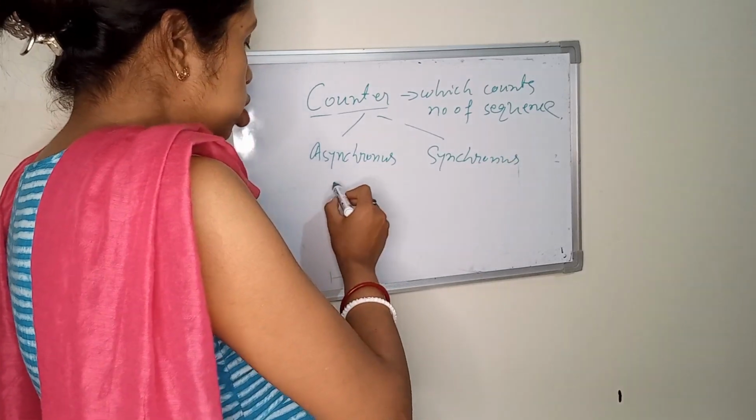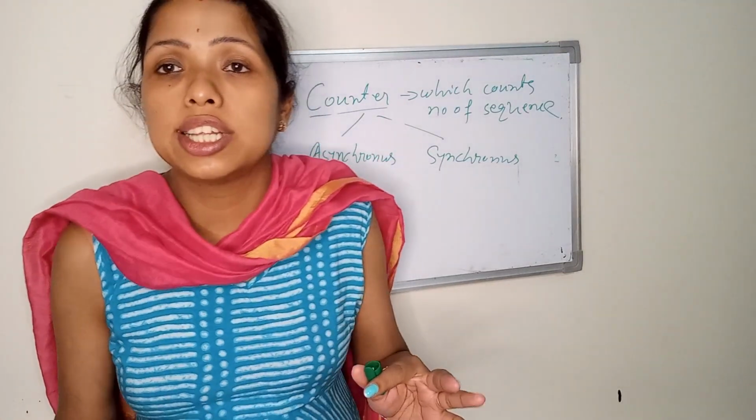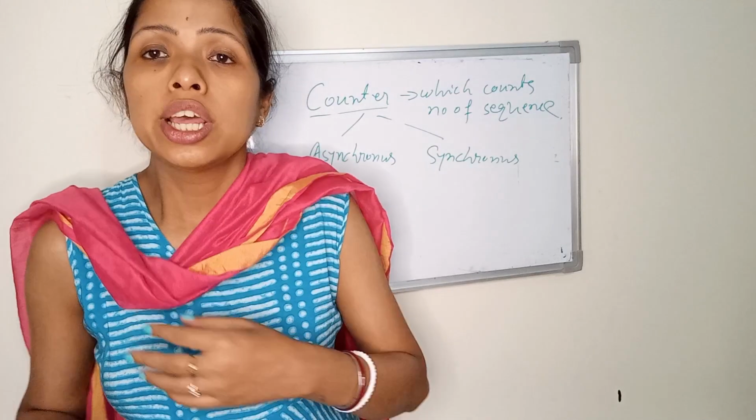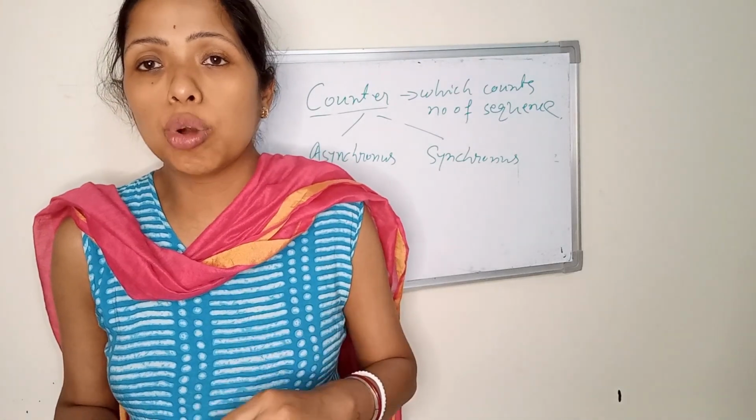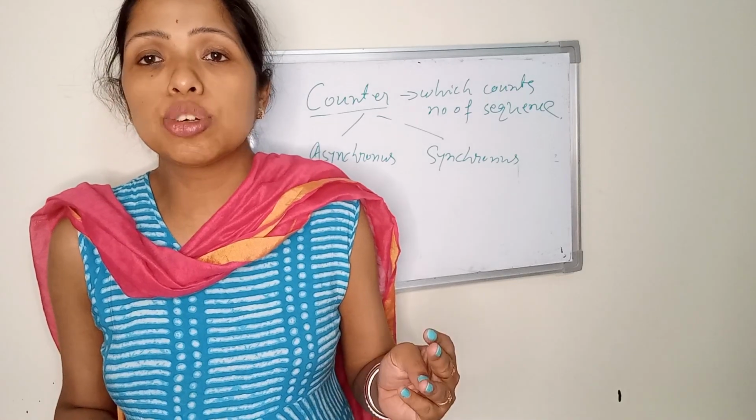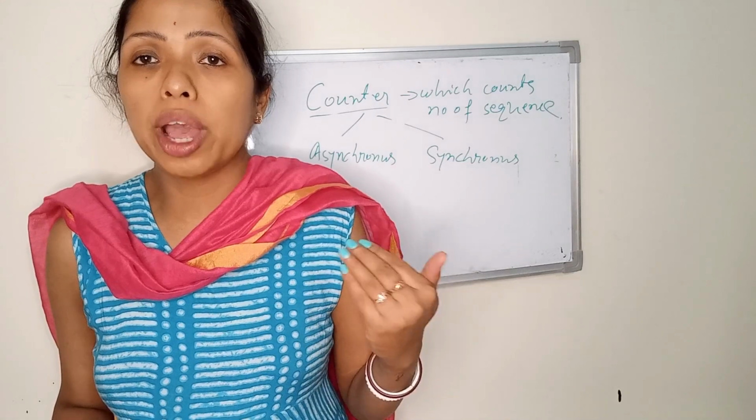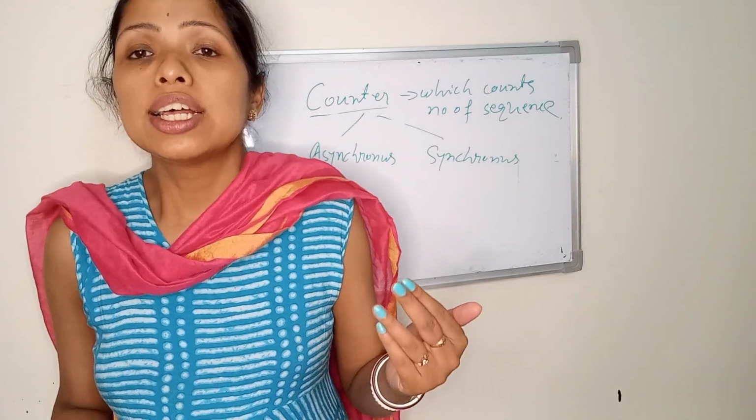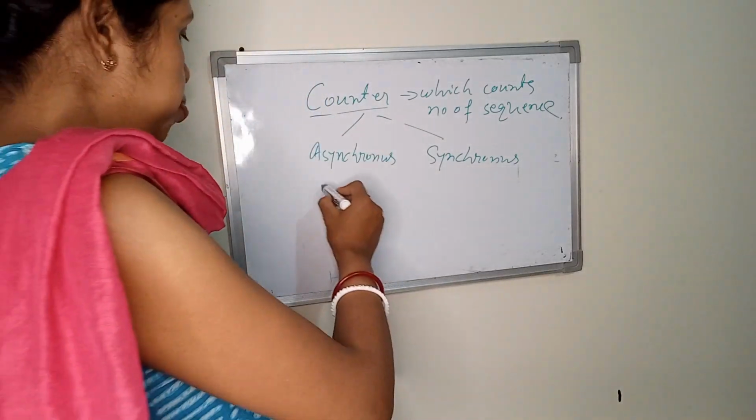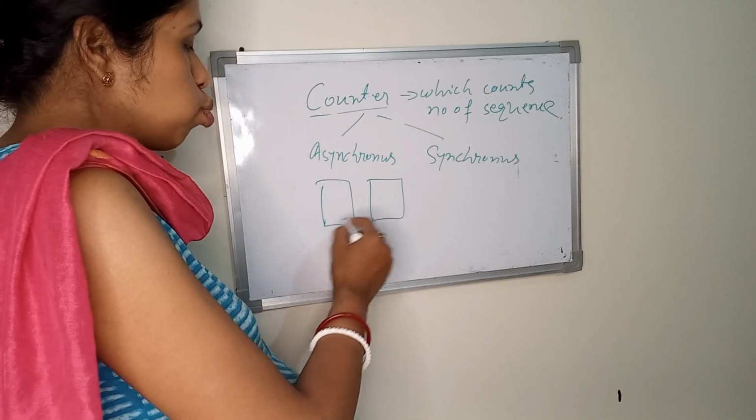Okay, in an asynchronous counter, suppose you are designing one counter which has two flip flops. So you are giving two different clock pulses to the two flip flops in case of the asynchronous counter. But in case of the synchronous counter, you are giving the same clock pulse to every flip flop. Suppose here two flip flops. Suppose you are designing one counter, you have two flip flops.